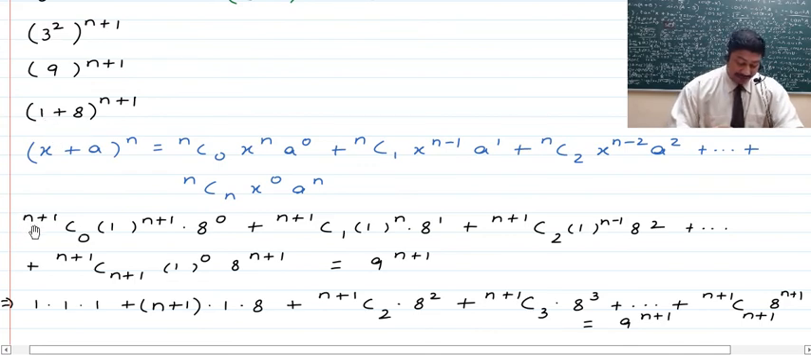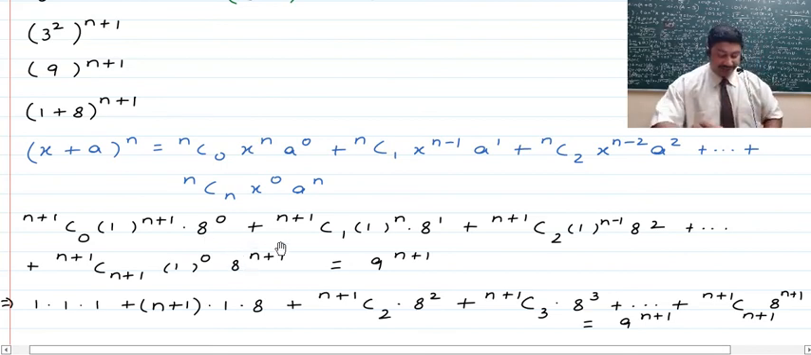That is, we have (n plus 1)C0 times 1, that is x raised to the power the difference of the superfix and the suffix, that is n plus 1, times 8, which is the second term, raised to the power the number in the suffix, right? And to that we add the second term, which is (n plus 1)C1 times 1 raised to the power the difference of the numbers in the superfix and the suffix, times 8 raised to the power the number in the suffix, and all of that continues, right?